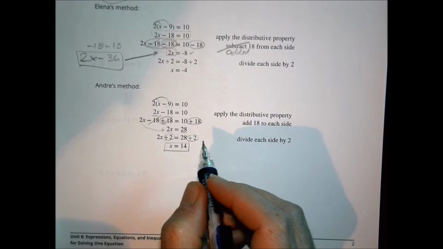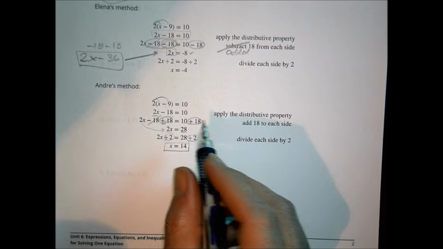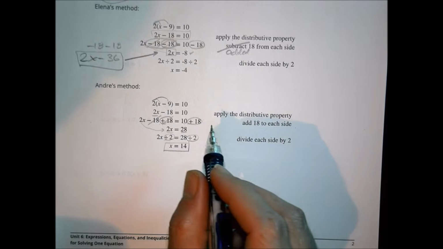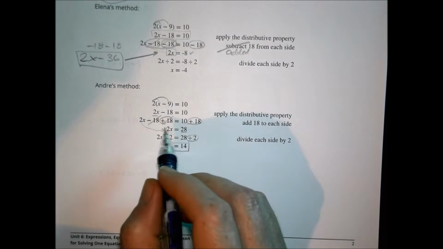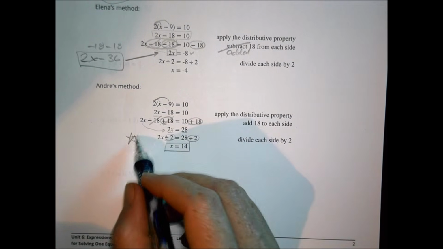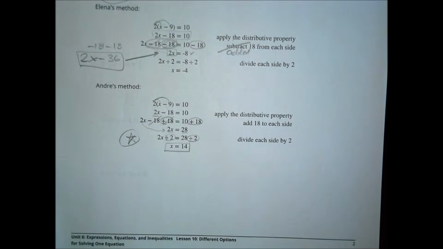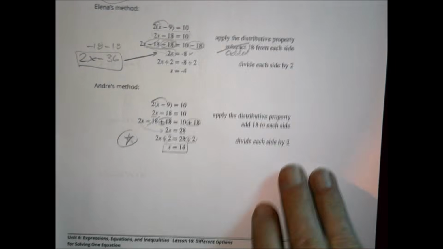So that's okay. Everything is done in the right order, everything is done to both sides evenly, and he doesn't have any careless computational errors. So Andre's method is the correct method and ends up with the correct solution as well. So we would definitely agree with Andre and how he did that there.